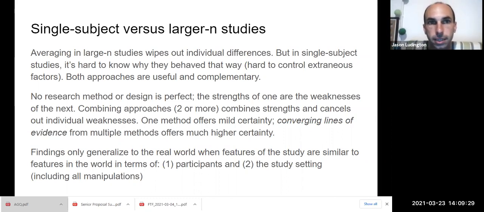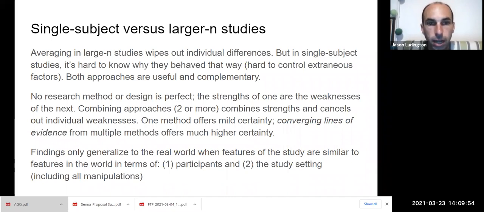Now, I mentioned small n and large n studies. These are just two possible research methods. Anytime you use multiple research methods, you're going to end up with a stronger overall project and stronger conclusions, greater certainty.